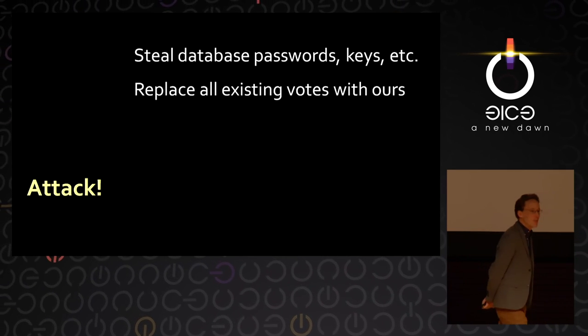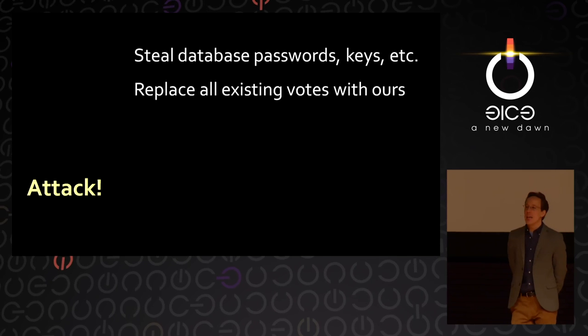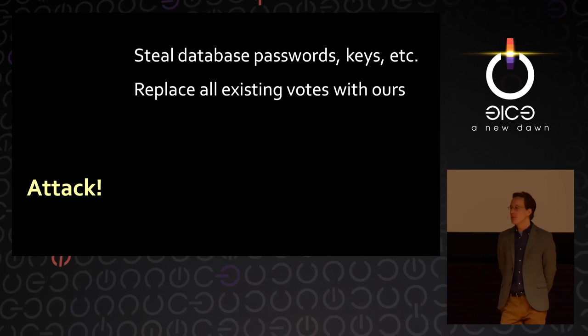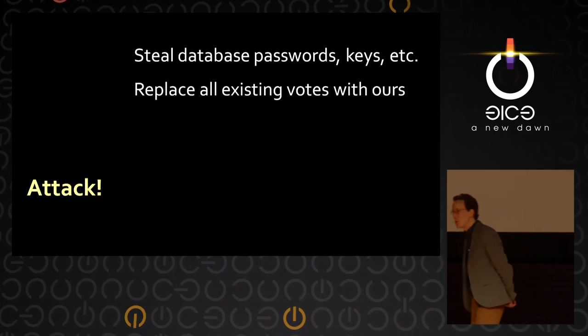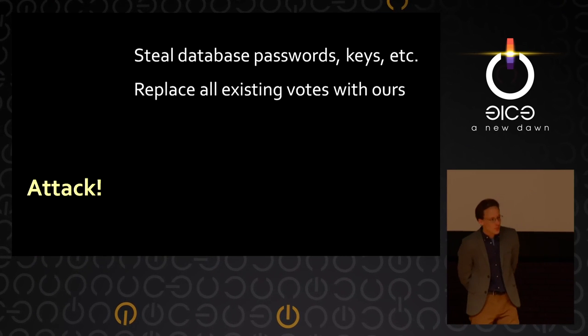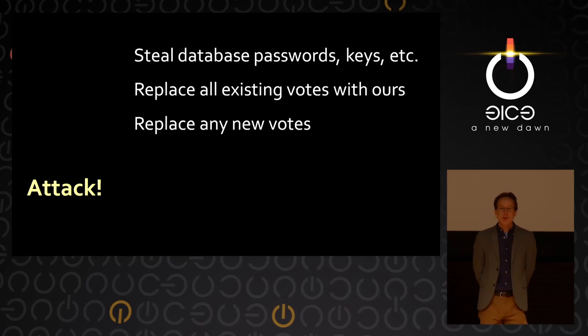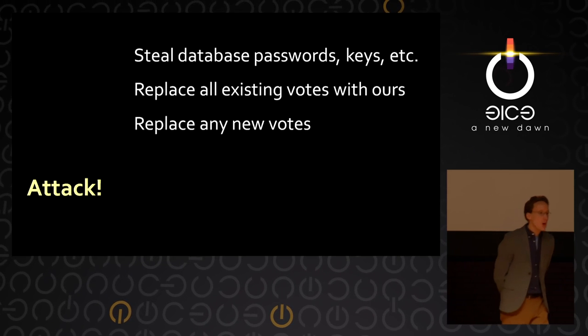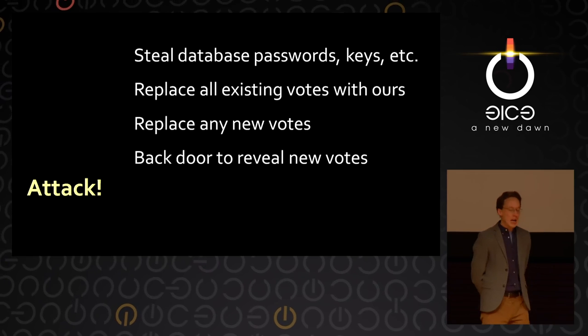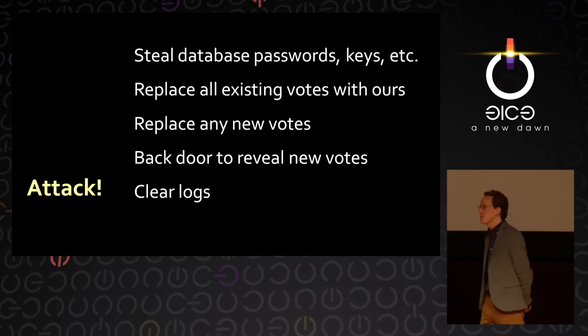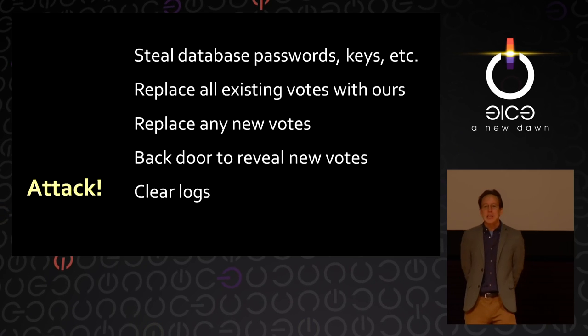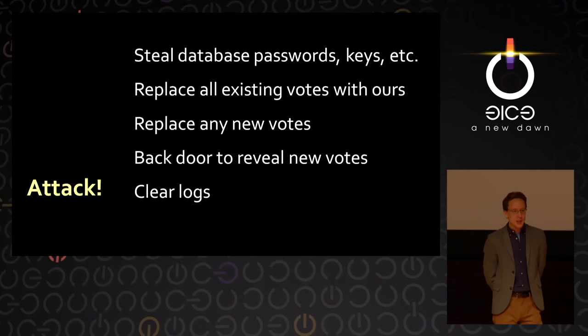And we replaced them with our own ballot, where each candidate was a write-in candidate, an evil robot or AI from sci-fi or the movies. Who would the computers vote for if they were in charge? At that point, we rigged the system to replace any new votes with votes of our choosing. We added a backdoor that would reveal the secret ballots of anyone else who voted. And we cleared the logs to try to hide all the traces.